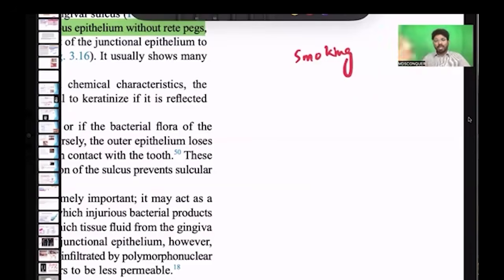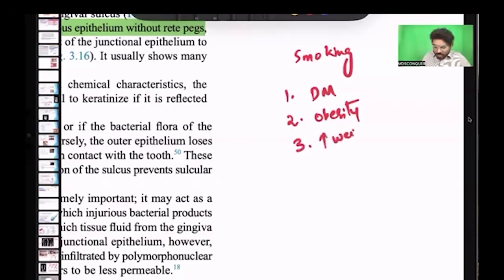Now tell me, what systemic conditions can lead to periodontitis? Most common systemic conditions, what do you know? Yes, Gayatri, right? Diabetes. One more is obesity. Obesity can lead to periodontal problems. Increase in weight is called obesity. As weight increases, the periodontal problems will be more.